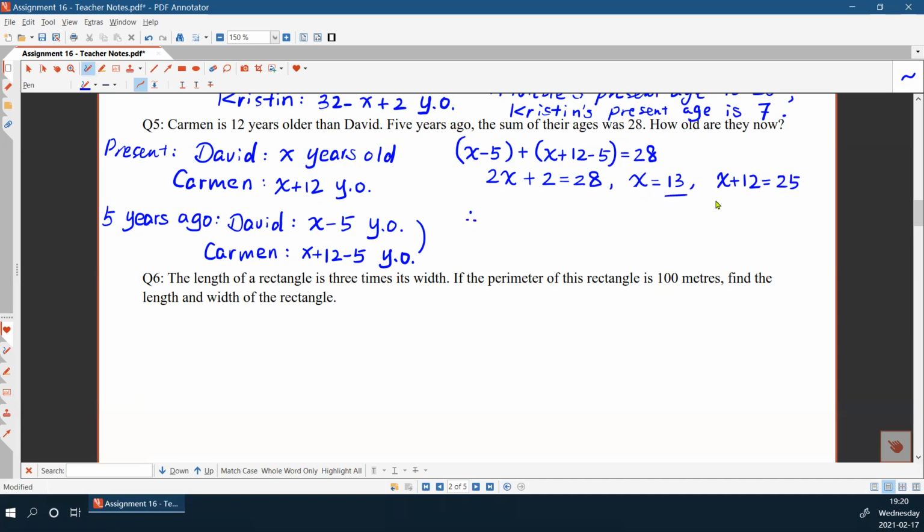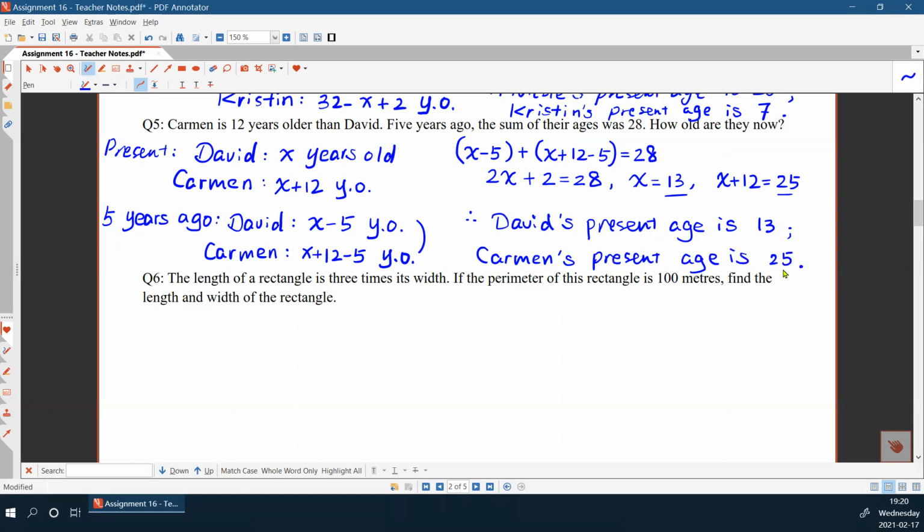Okay, so we get these two numbers. The conclusion is David's present age is 13, right? And Carmen's present age is 25, right?